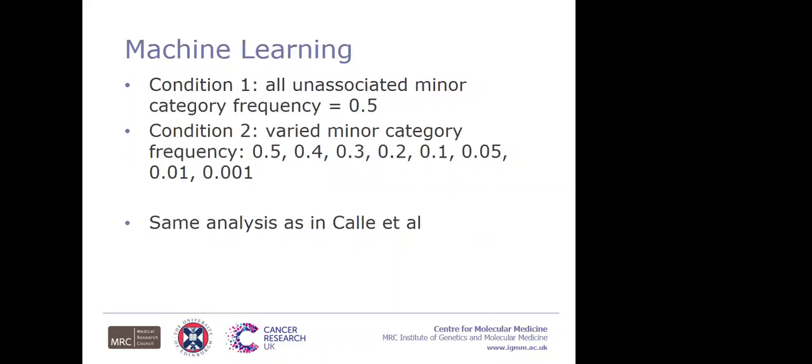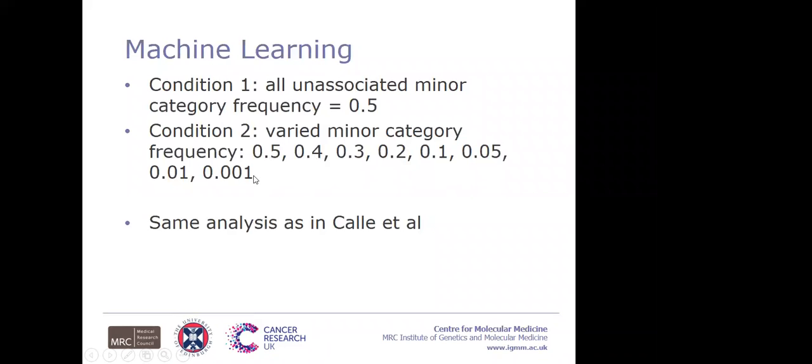So then I have 2 different conditions. In condition 1, I made the minor category frequency for the 45 variables that are not associated all equal at 0.5. And then in condition 2, I varied the minor category frequency from 0.5 down to 0.1. So there are 5 variables in each of these. So 5 with a minor category frequency of 0.5, 5 with 0.4, and so forth and so on, down to 0.01.